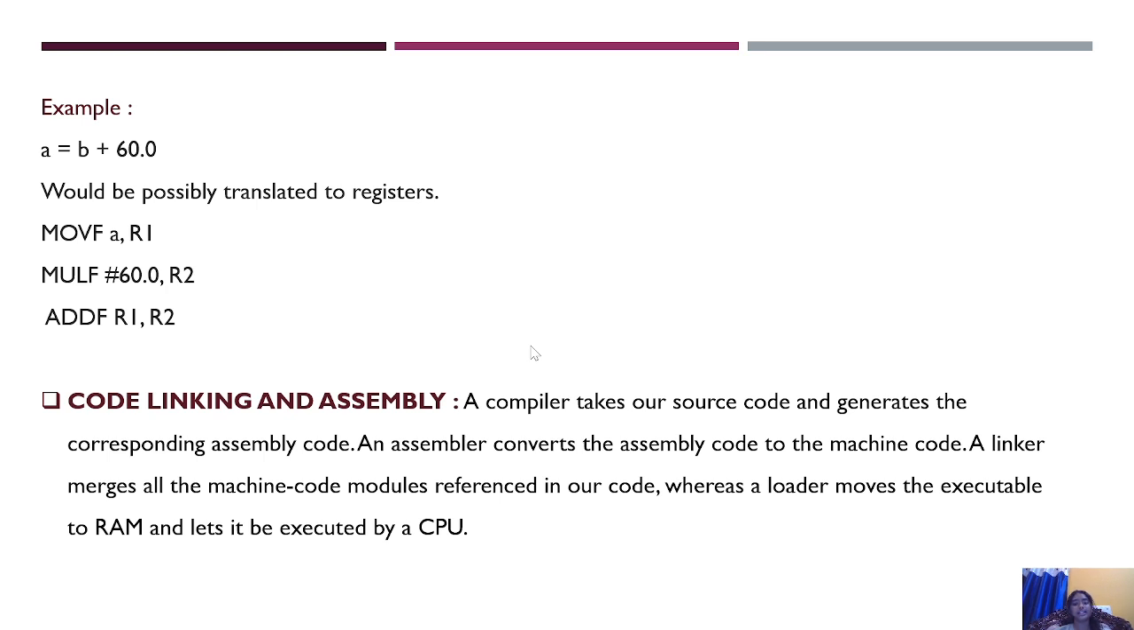Code linking and assembly. A compiler takes our source code and generates the corresponding assembly code. The assembler converts the assembly code to machine code. A linker merges all the machine code modules referred to in our code, whereas a loader moves the execution to the RAM and lets it be executed by the CPU.